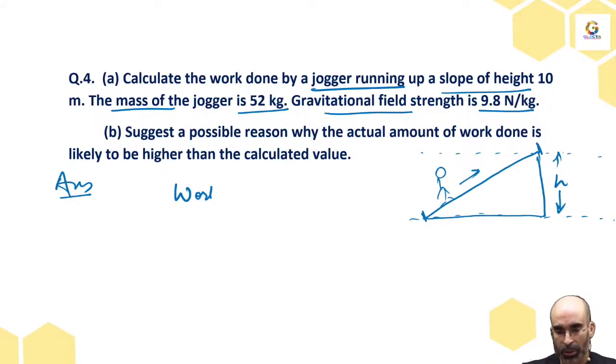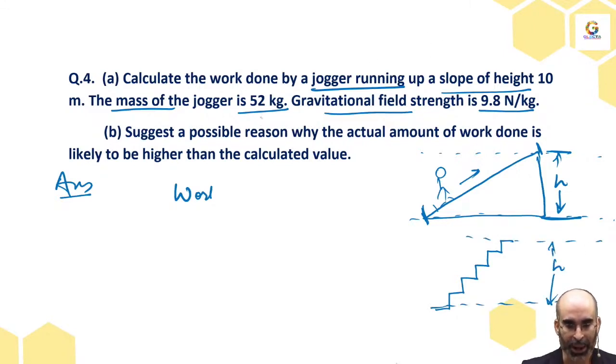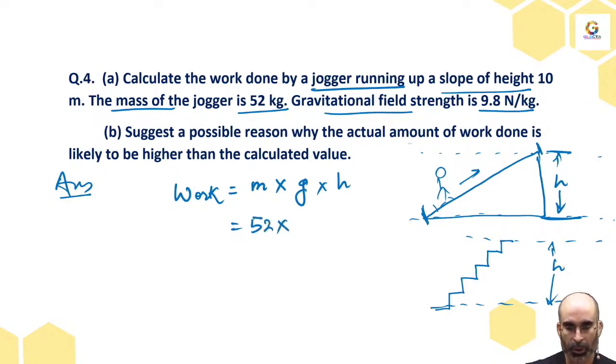So we don't have to talk about this distance. We need to talk about this distance, this height. We have nothing to do with this path. It might be stairs or whatever, multiple steps like this. Ultimate thing that we need to keep in mind is the height, the change in height. So ultimately, this work done is going to be mass into gravitational field strength into height. Mass is 52 kg. Gravitational field strength is 9.8 and height is 10.